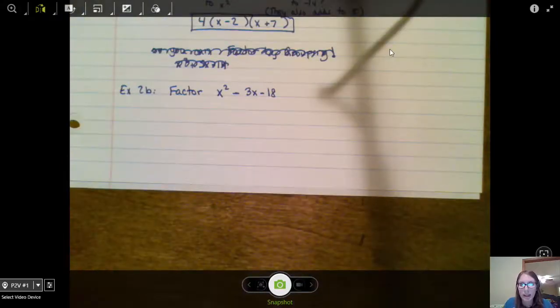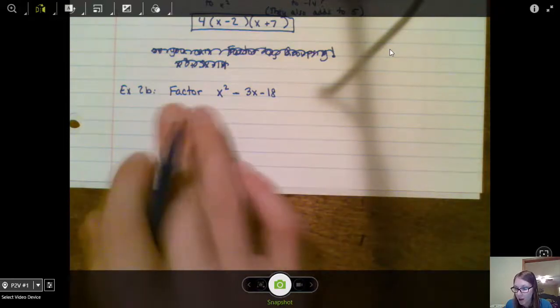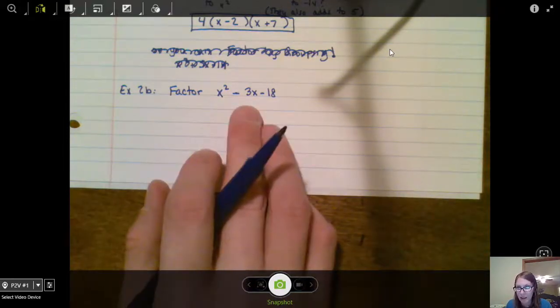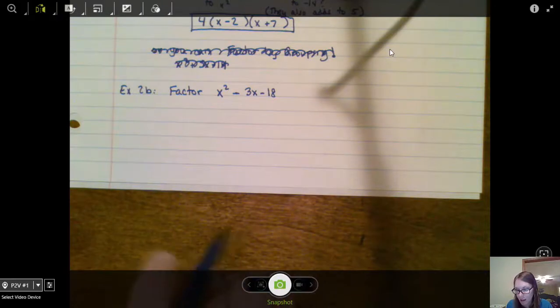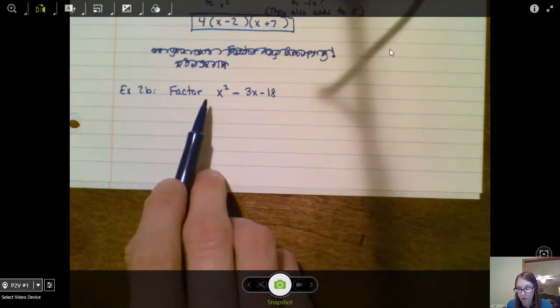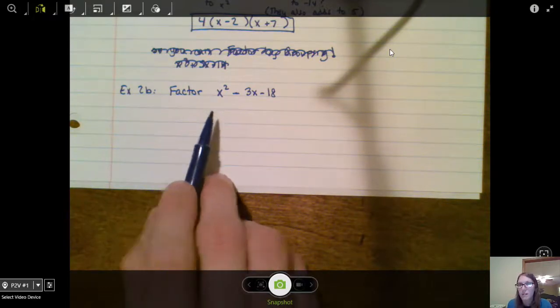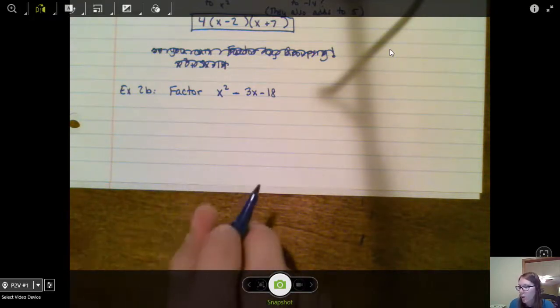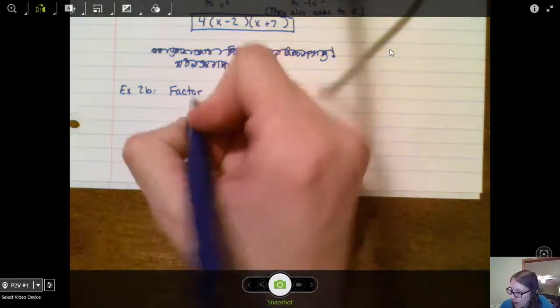One more quick little example to go with this other strategy of more than factoring out a greatest common factor. Trying to factor x squared minus 3x minus 18. And just looking at this, I don't have any common terms. I don't have anything I can factor out. So let's go straight to the what numbers multiply idea.